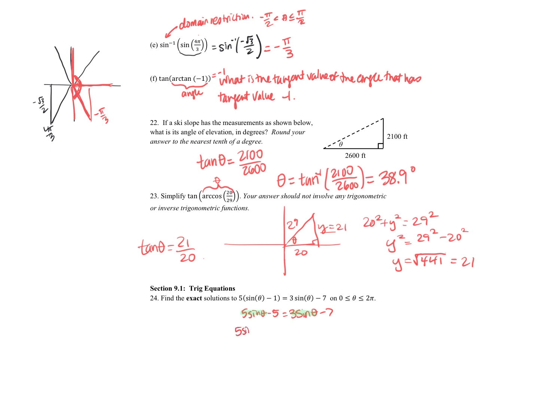So I get 5 sine theta minus 3 sine theta equals negative 7, and I'm going to add the 5 over. So then that gives me 2 sine theta equals negative 2. That means sine theta equals negative 1. Now, where is sine equal to negative 1? Sine is equal to negative 1 in one place, at 3 pi over 2. So theta is equal to 3 pi over 2, and it's just wanting solutions from 0 to 2 pi, so that's the only solution between 0 and 2 pi when sine of theta is negative 1.